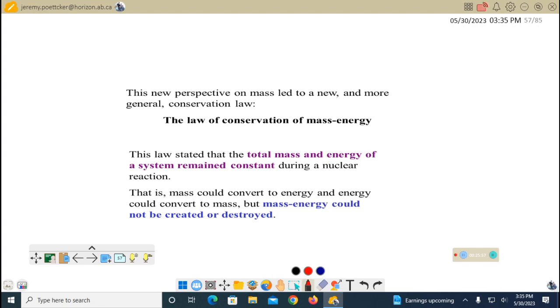So, the new perspective on mass led to a new and more general conservation law, the law of conservation of mass energy. The law stated that the total mass and energy of a system remain constant during a nuclear reaction. So mass can convert to energy, can convert to mass, but mass energy could not be created or destroyed.